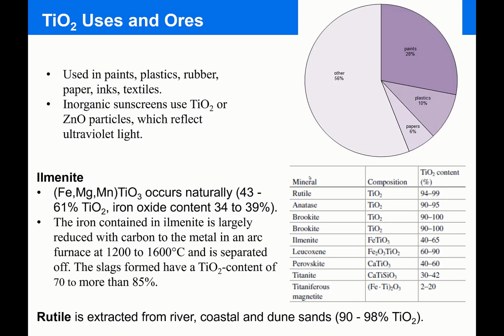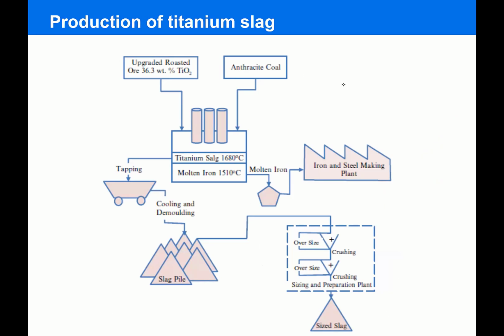And that's what we will see in specific details later. The second form in nature for titanium oxide is rutile, which is extracted as pure titanium oxide with almost 90 to 98% titanium oxide in the form of sedimentary rocks in rivers and dunes. Let's start with discussing the production of titanium oxide from ilmenite.